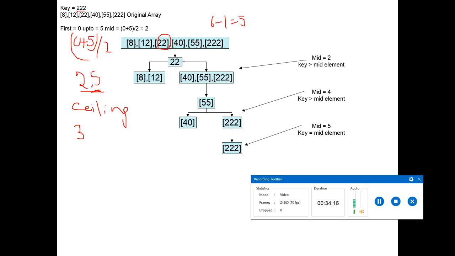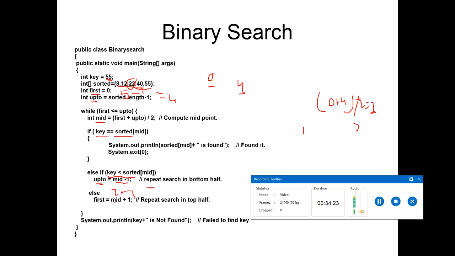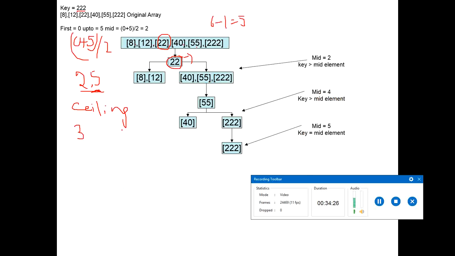So this is position number 3. That means my mid is found at position number 3. This is my mid value. According to the code, I compare the key with the sorted mid. The sorted mid is at the third element, or if I say position number 2, because 0, 1, 2, this is position number 2. So I compare my key with this middle element.